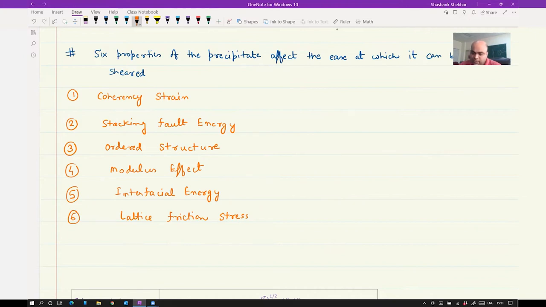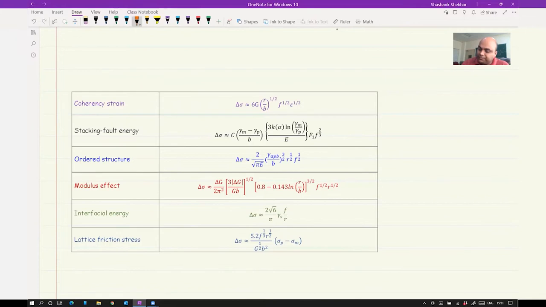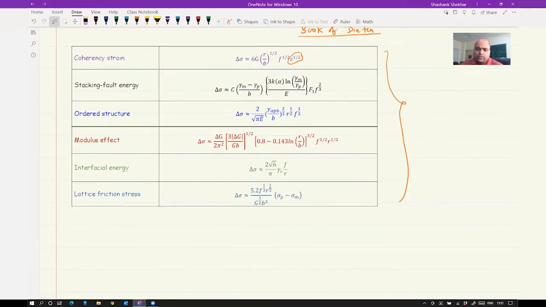Okay. Now I have listed the formula related to all these effects. This is taken from the book of Dieter. Okay. So like the coherency strain, you have a factor of epsilon here. So this is your coherency strain. And if you see, all of these properties depend upon the radius of the precipitate. Okay. So overall, you can go through this formula. It is standard and it is given in all the books, but there might be some variations in terms of the constants, etc.